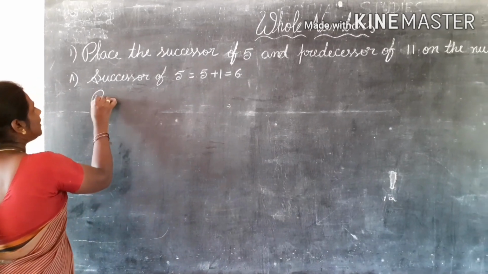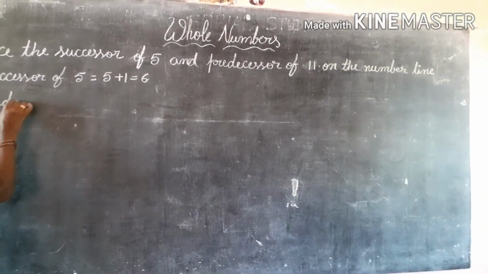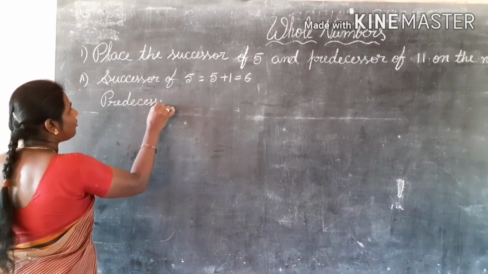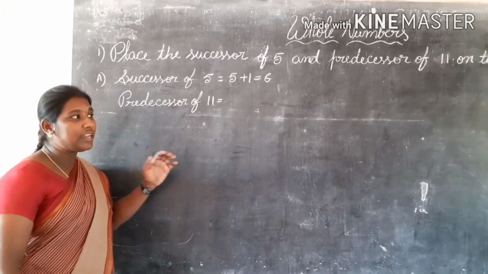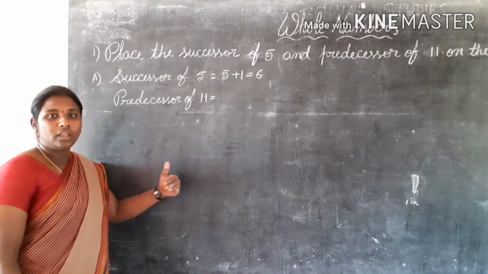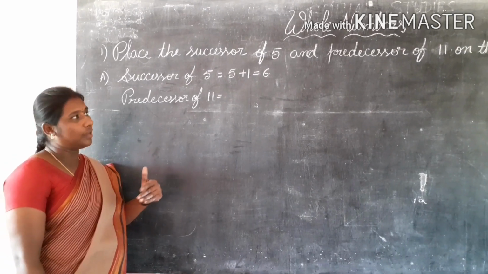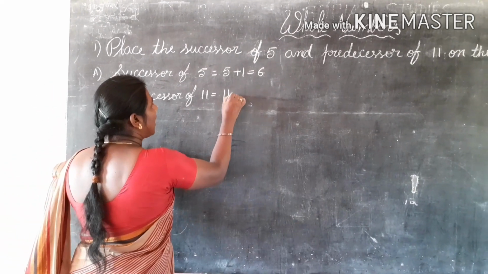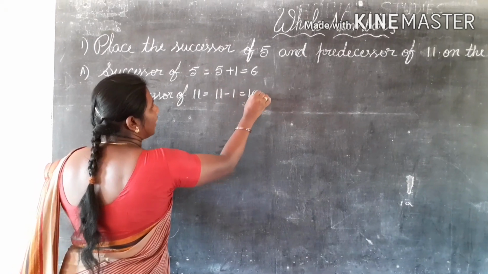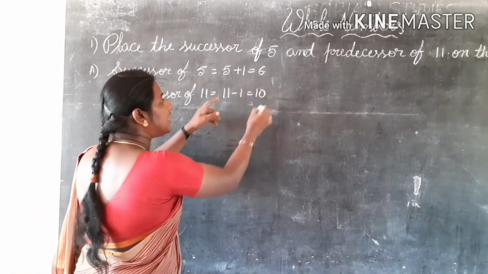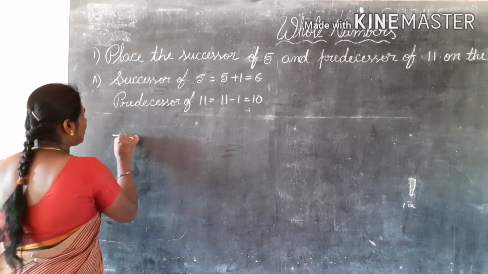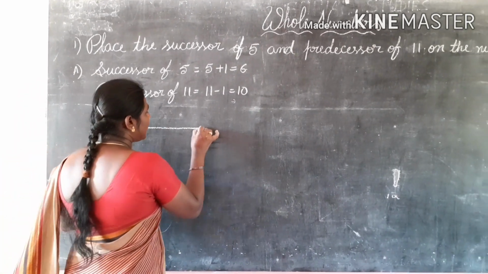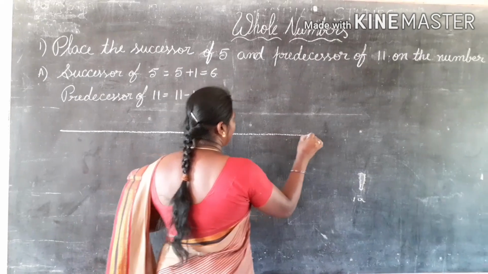Next one, predecessor of 11. What is the predecessor of 11? Predecessor means the number before. We have to subtract 1 from the number. Now 11 minus 1 is equal to 10. Now we have to show these two numbers on the number line. That's why first we have to draw the number line.